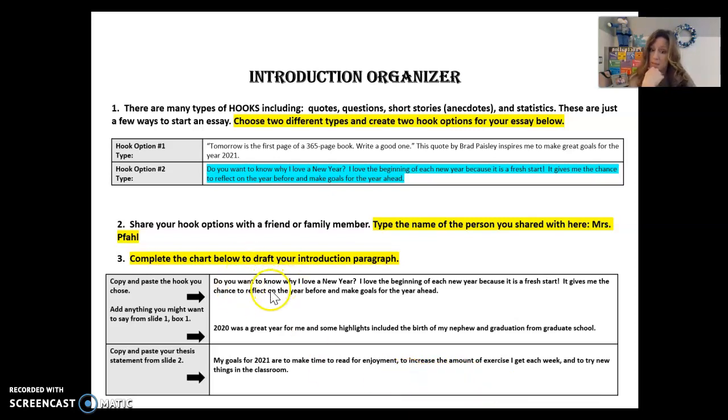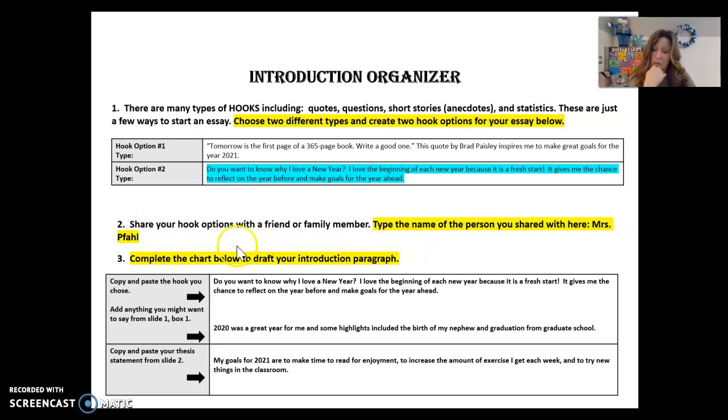Starting with my hook, I actually included kind of like a connection statement here to connect my hook and my thesis statement, okay? So that when I go then to draft, I'm already going to have my introduction here ready to go, okay? So this is the only thing that you're doing today. You are going ahead and you are researching, trying to figure out what kind of hook you might use. You're going to choose 2 types and actually write them in the graphic organizer up here.